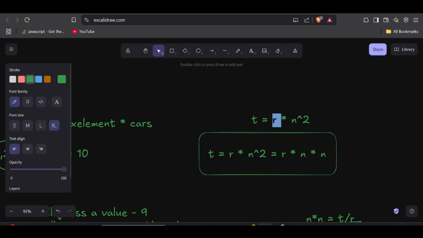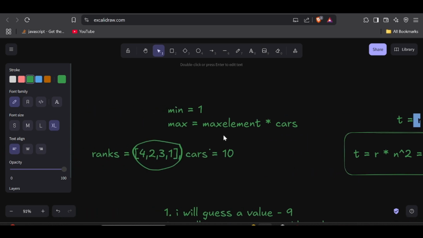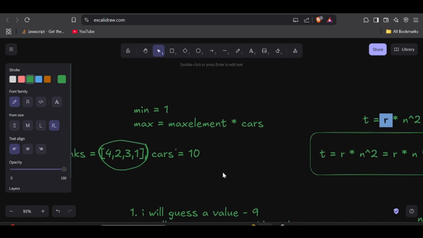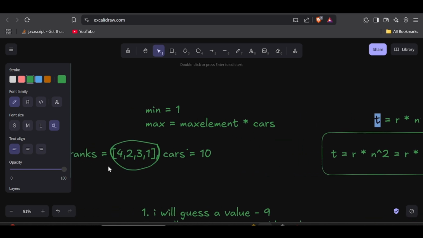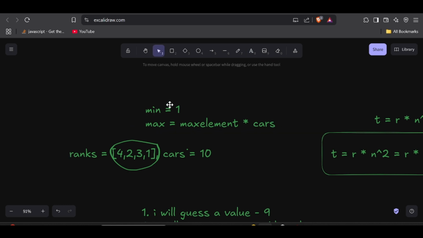This r represents the capability, the ranking of the mechanic who is taking the time. If this r is more, the time taken by the mechanic will be more, and that is why I am taking the maximum element of this array and multiplying it with the cars. It will give me the maximum possible answer. So now we know two things: the minimum and the maximum.